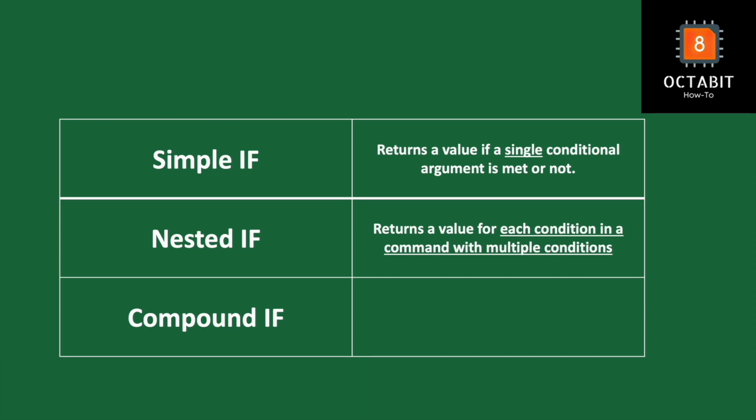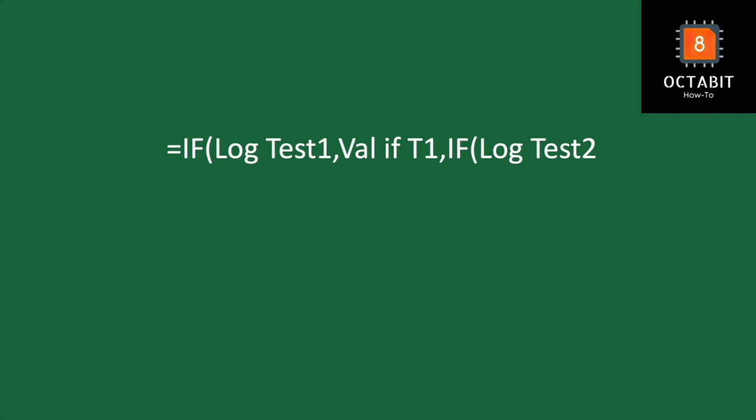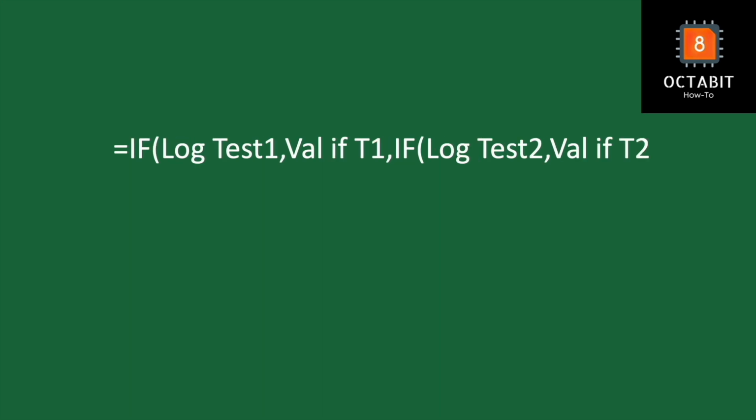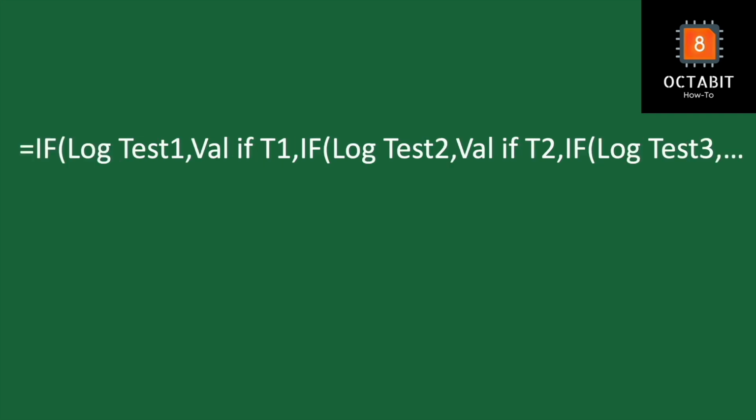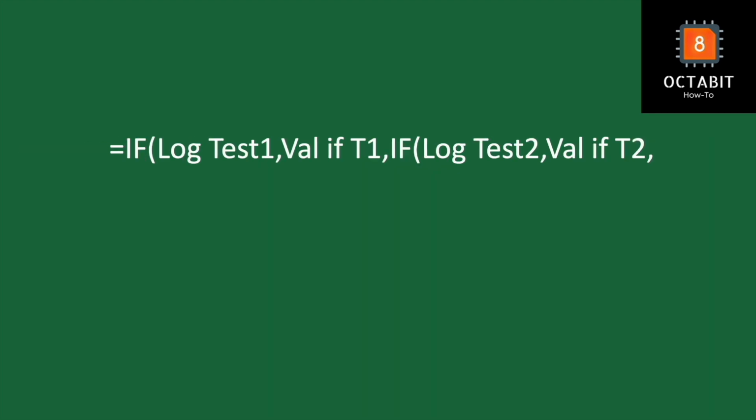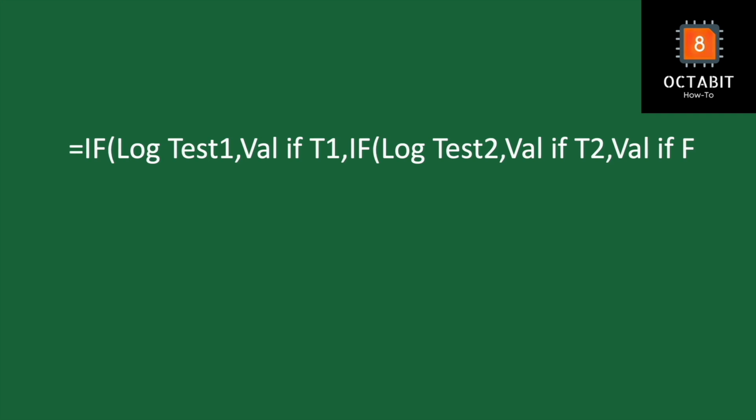To write the command, we start with an equal sign, if, an open parenthesis, your logical test 1, comma, a value of true 1, another comma, if, an open parenthesis, your logical test 2, comma, a value of true 2, comma. If you have more logical tests with a desired return value for each additional logical test, you can add another if here, an open parenthesis, your logical test 3, comma, a value of true 3, comma, and so on. Otherwise, you can end the command with a value if false, and close parentheses.